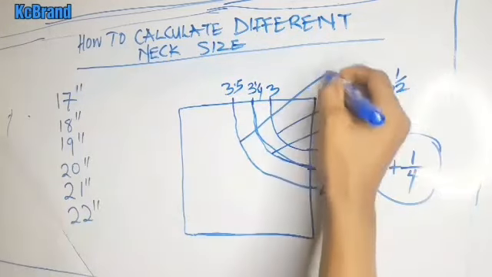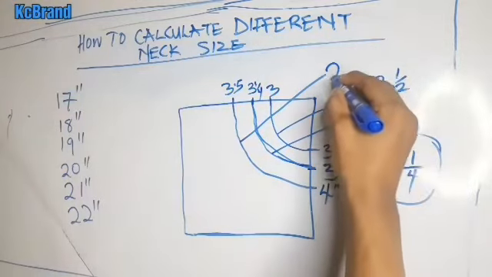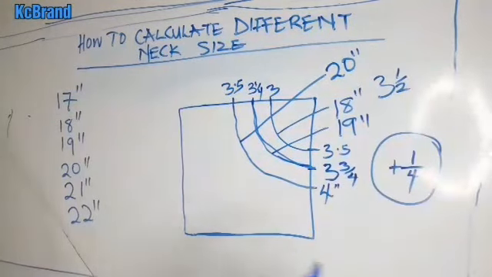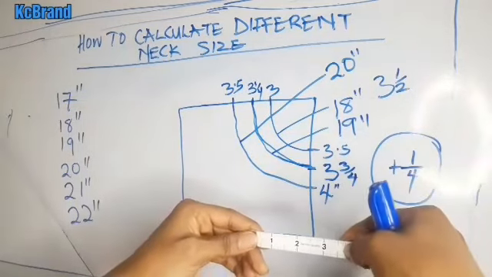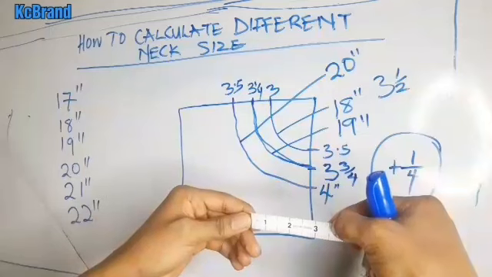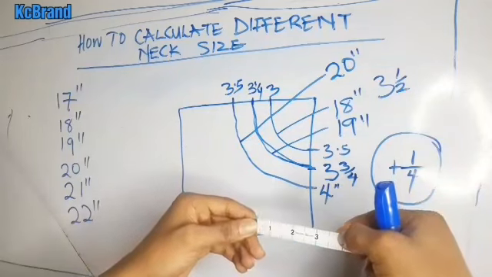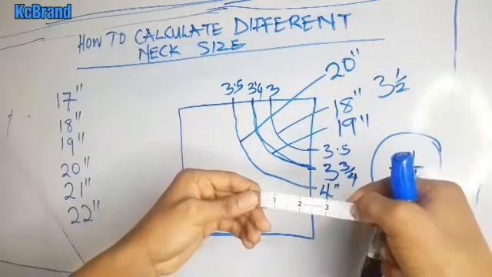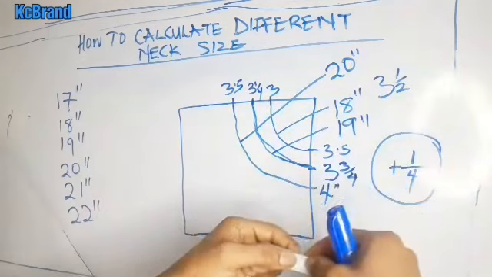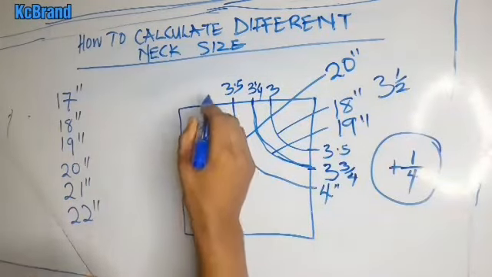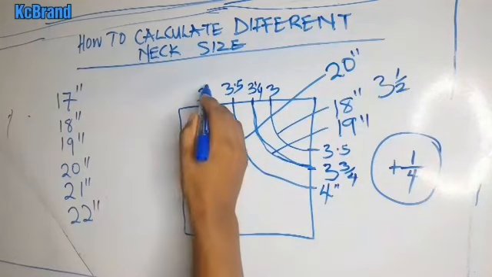So this is for neck of 20 inches. Someone that has neck of 20 inches. Now, for somebody with a neck of 21 inches, how do we do it? We go back to our method. Since we have 3.5 here, the next thing we are going to do is to add 1/4 inch to it. Adding a 1/4 inch to 3.5 will give us 3.75.